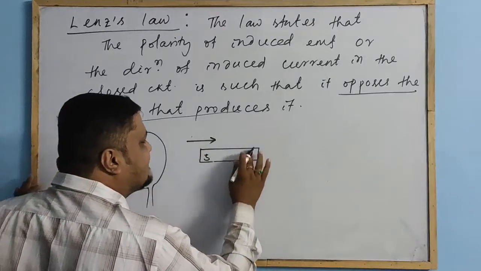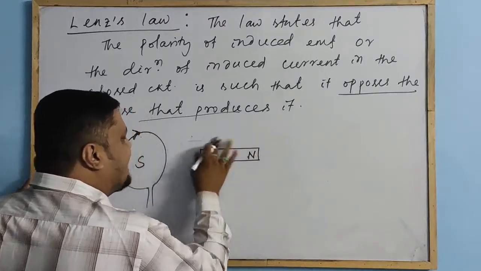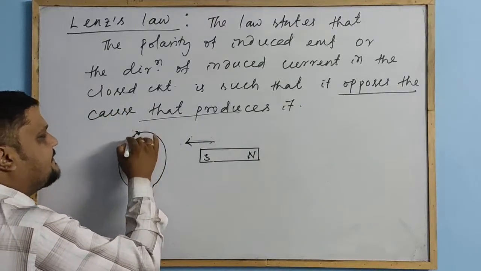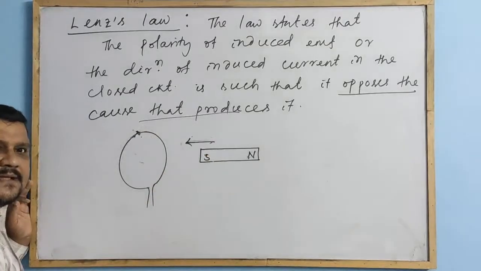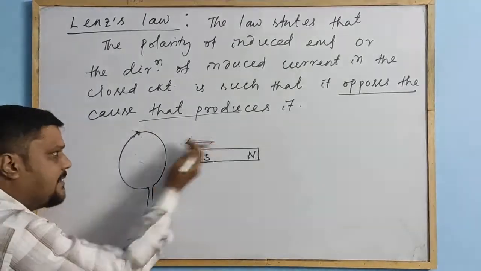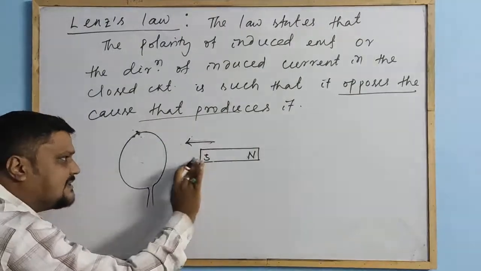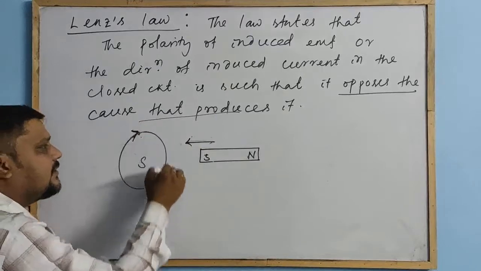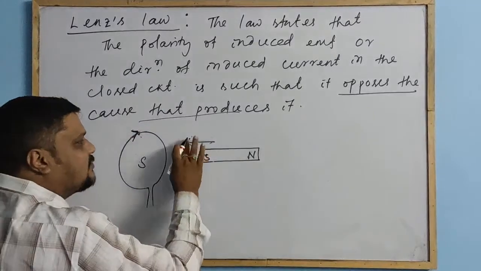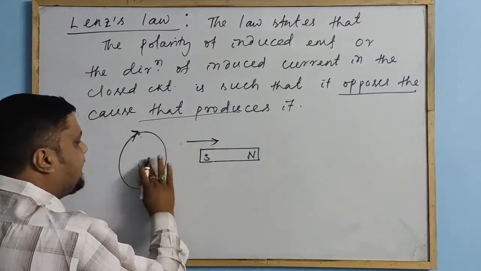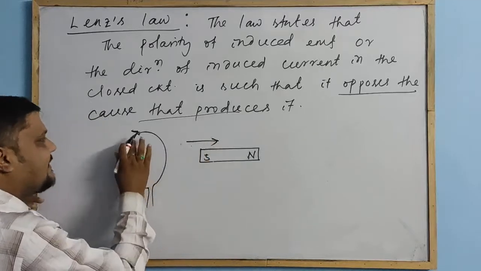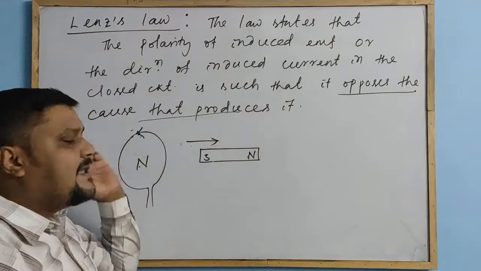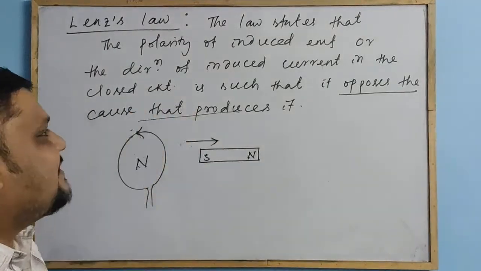Suppose you take the south pole on this side. If the south pole is moving towards this coil, it is opposed. To oppose this, what will it do? It will develop a south pole, and that current will be clockwise. And if the south pole is going away, it will develop a north pole so that it will attract, and the current flow will be anti-clockwise. So it shows a north polarity. So this is your Lenz law.